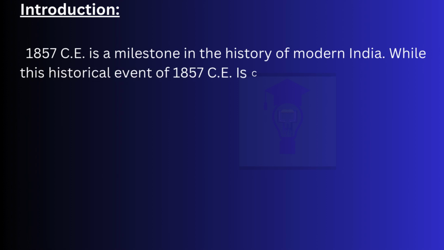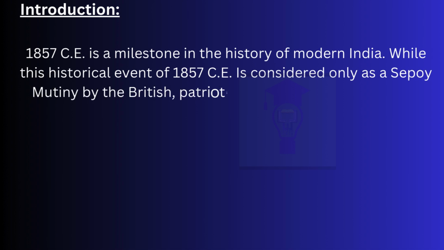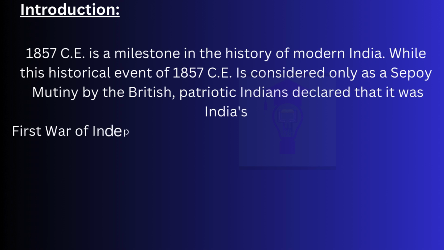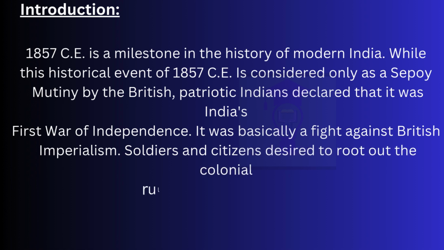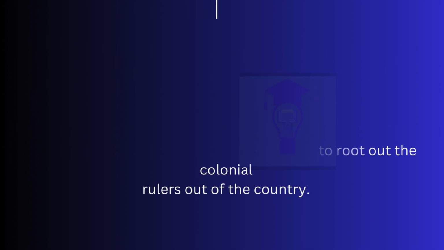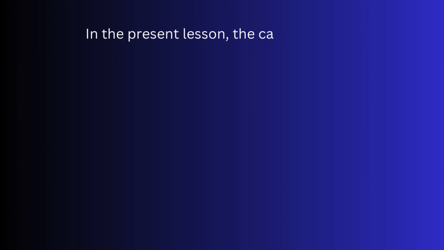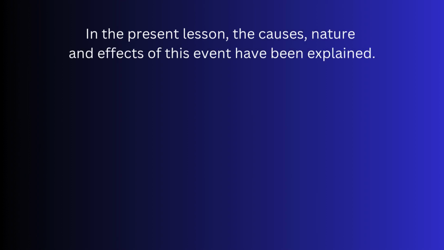While this historical event of 1857 CE is considered only as a sepoy mutiny by the British, patriotic Indians declared that it was India's first war of independence. It was basically a fight against British imperialism. Soldiers and citizens desired to root out the colonial rulers out of the country. In the present lesson, the causes, nature, and effects of this event have been explained.